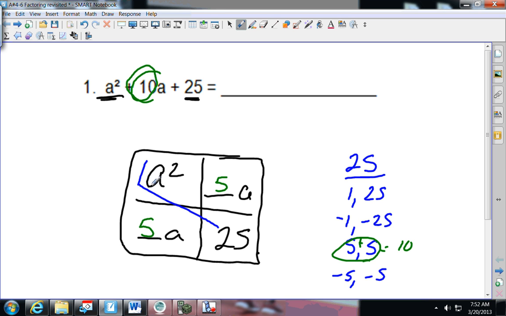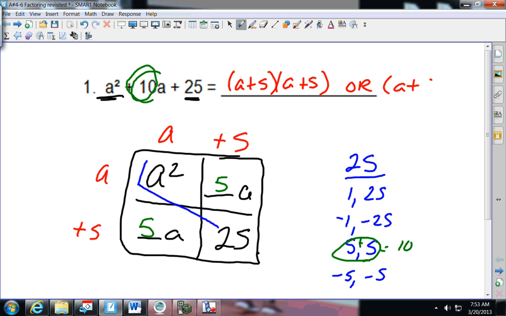Now, when you split up a squared, it goes a and a. A times what is 5a? Plus 5. A times what is 5a? Plus 5. You can write your answer two ways: a plus 5 times a plus 5, or we can write it as a plus 5 squared. They both mean the same thing.